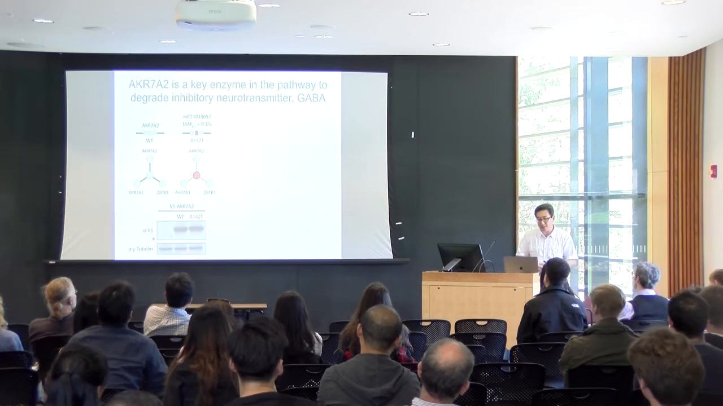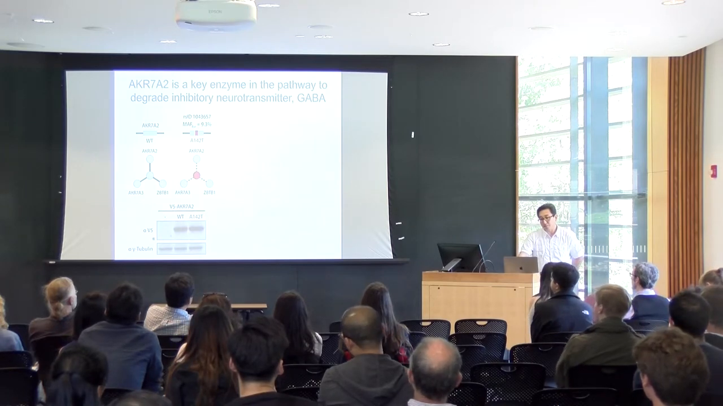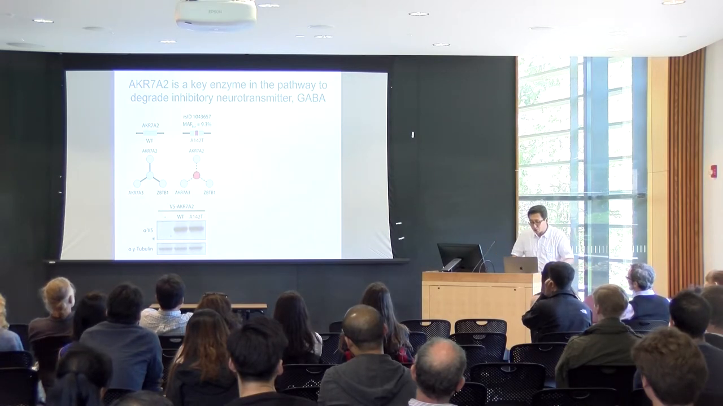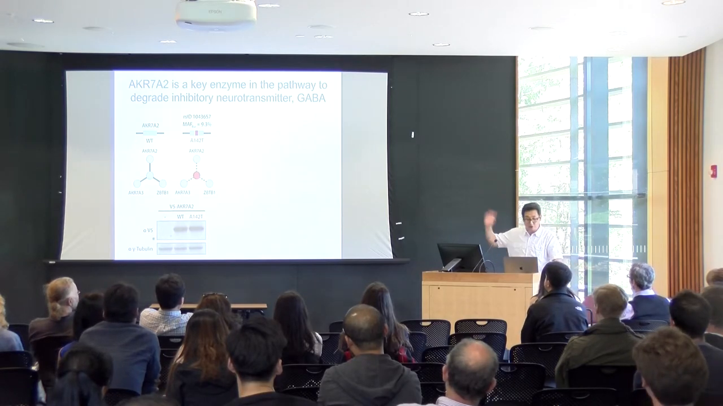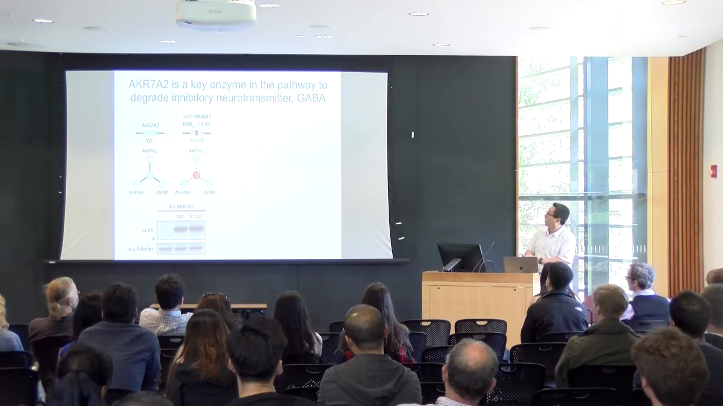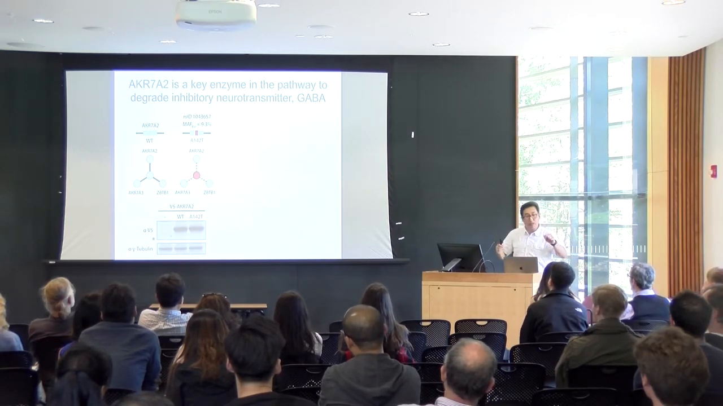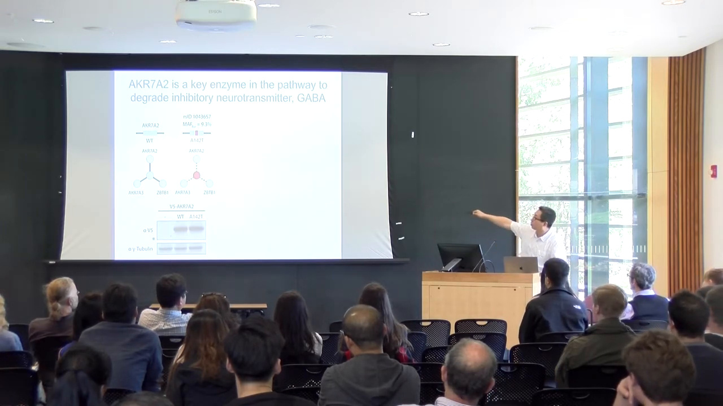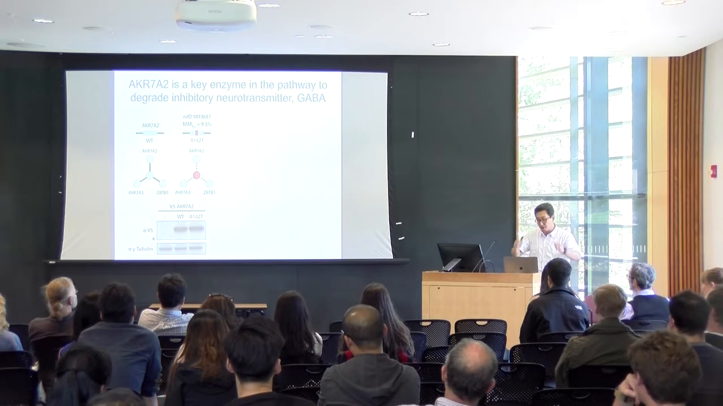Just to give an example, AKR7A2 is an aldo-keto reductase, and it's a key enzyme in the pathway to degrade GABA. It's a very important inhibitory neurotransmitter. And there is a mutation at almost 10% allele frequency, right? We know this enzyme needs to form a homodimer to have enzymatic activity, and we show that the mutation disrupts the homodimer formation. And the protein is stable, so it's only the interaction that is no longer there.